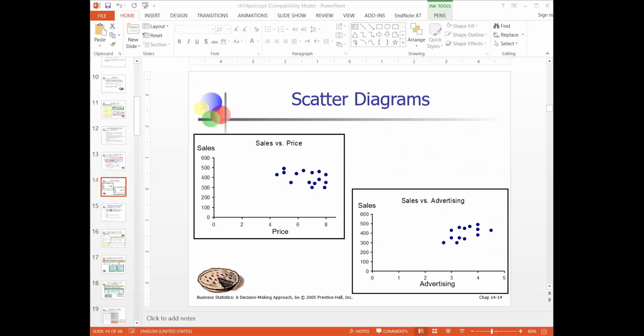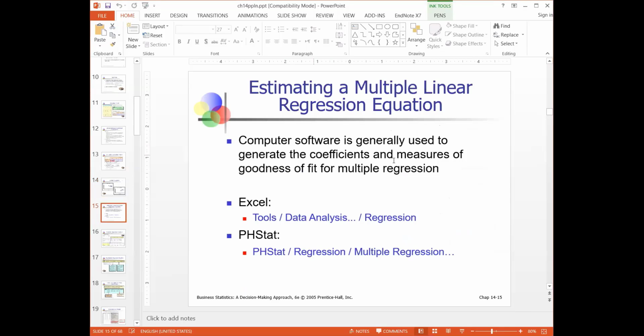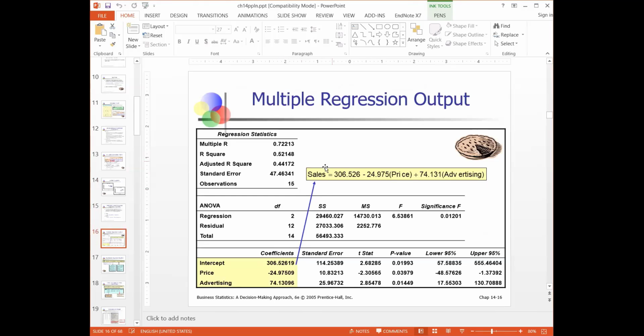Let's move forward. He is telling us that you can use many software packages to find the coefficients. We already discussed regression in Excel. This book is about PHStat, but we will be focusing on RStudio. So let me move forward. This software has done the estimation in Excel.